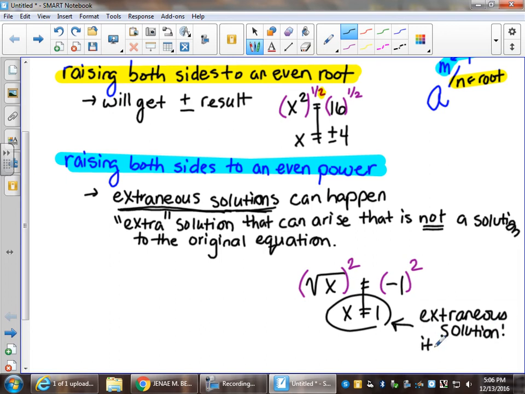It's false because if you try to substitute this back into the original, right, the square root of 1 equals 1. There's no way you could get a -1 from that. That's what makes this a false extraneous solution. And that can happen when we raise both sides to an even power.